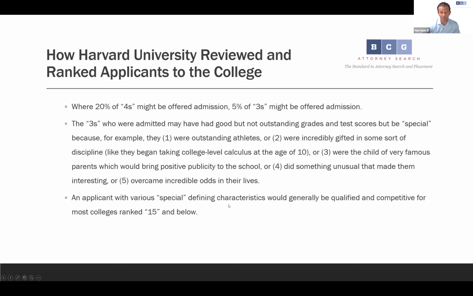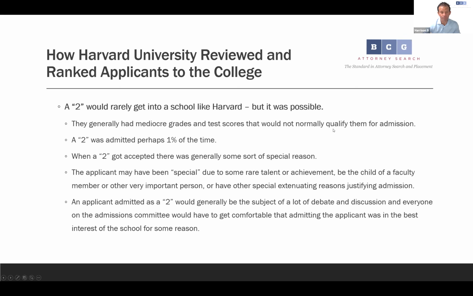And these types of candidates generally could be very clear admits to schools that might be ranked below 15, and maybe not all the top 10. They could get into some of the top 10, but at a 15 or below school, they would probably get into a good portion of them. They're probably 5 to 10% of the class. And then a 2 rarely gets into a really good school like that, but it's possible.